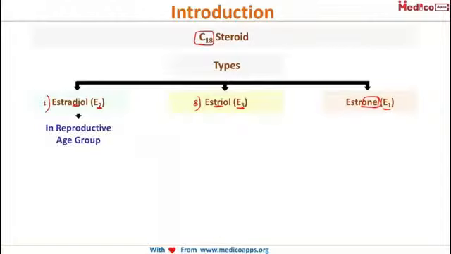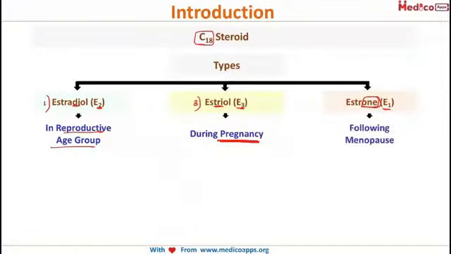Estradiol is seen in reproductive age group, whereas estriol is seen in pregnancy and estrone is seen following menopause, okay? So estradiol, when there are two people, that is in reproductive age group, right? Estriol, that is when these two people become 3, that occurs during pregnancy, and obviously the left out one is estrone, that is seen in menopause. That is how you can remember easily, okay?